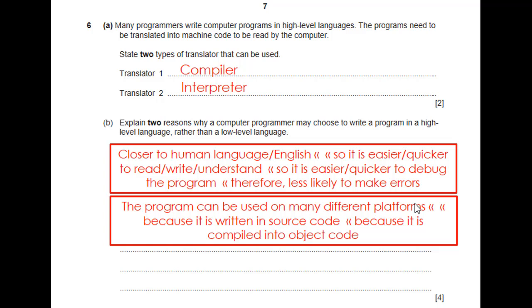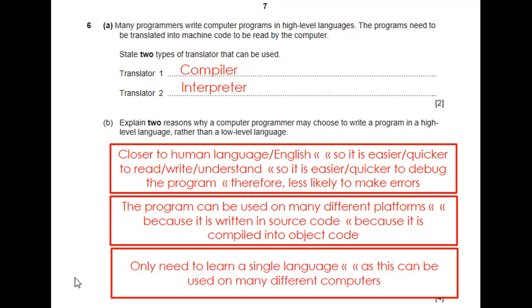We can write them in source code, and because it's compiled into object code, it's easier for us because we can write source code, which is our Python files, and the interpreter will turn it into the object code or machine code for us. We don't have to sit there and type our Python file and then type it out again in binary for the computer to understand. And you only need to learn a single language, as Python can be used on many different types of computer.